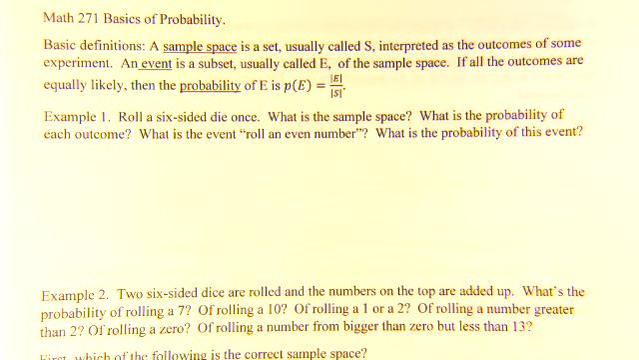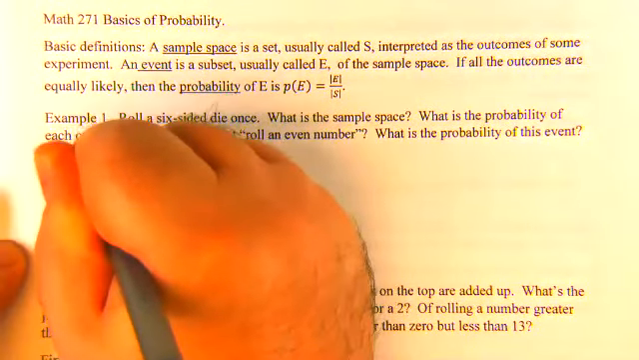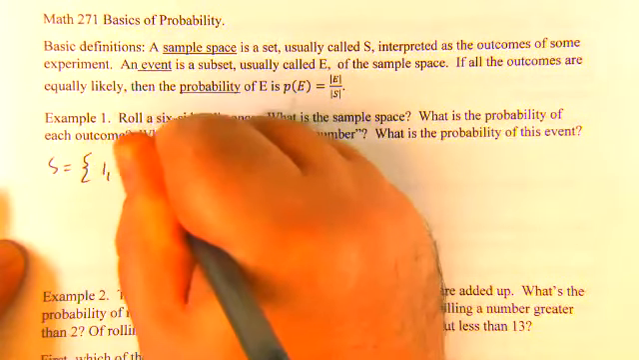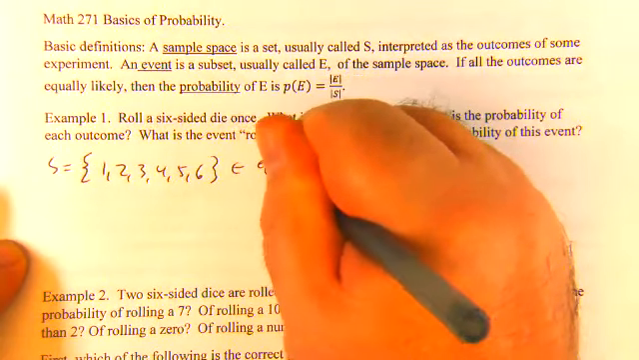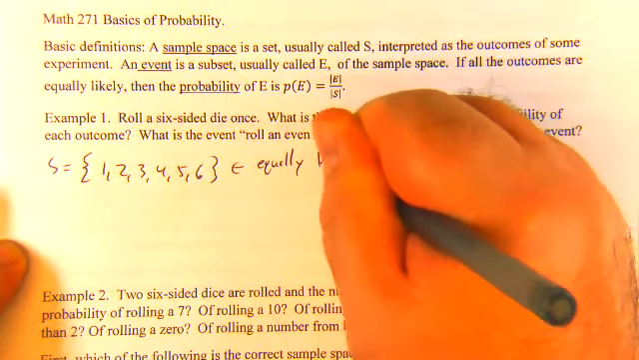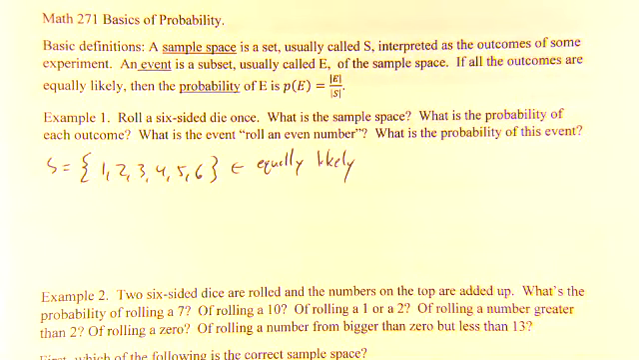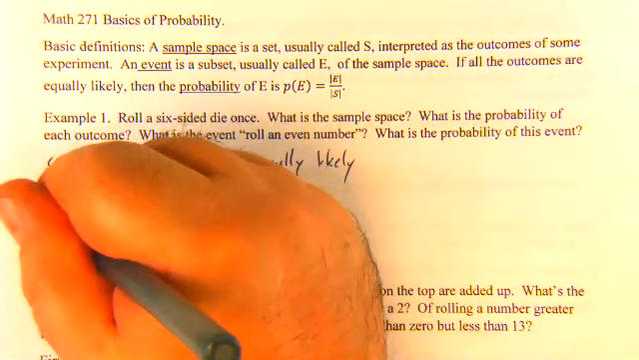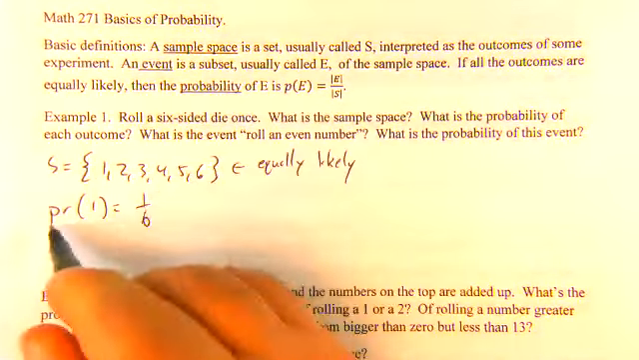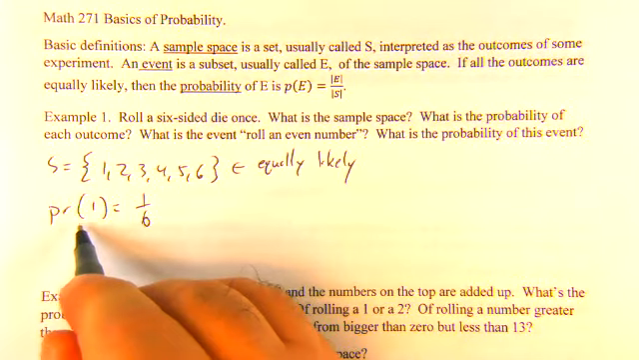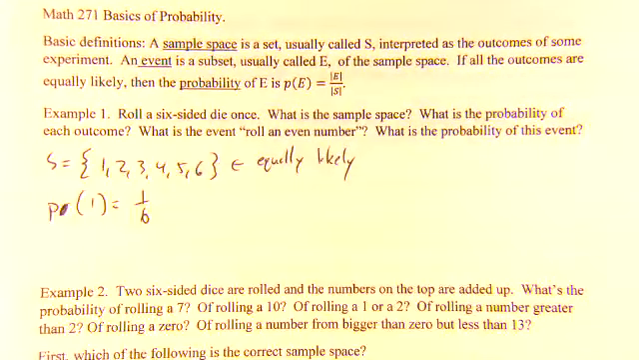So if we roll a six-sided die once, what's the sample space? Well, what happens when you roll a six-sided die once? You get one of these six numbers. And we're assuming these are all equally likely. We're assuming that we don't have a die that has been weighted in some weird way. So the probability of each outcome is 1 out of 6. So the probability of 1, this is notation, P of 1, is the probability of rolling a 1.